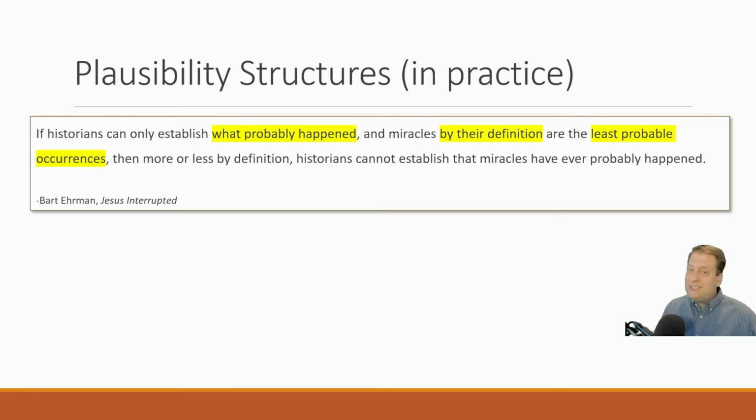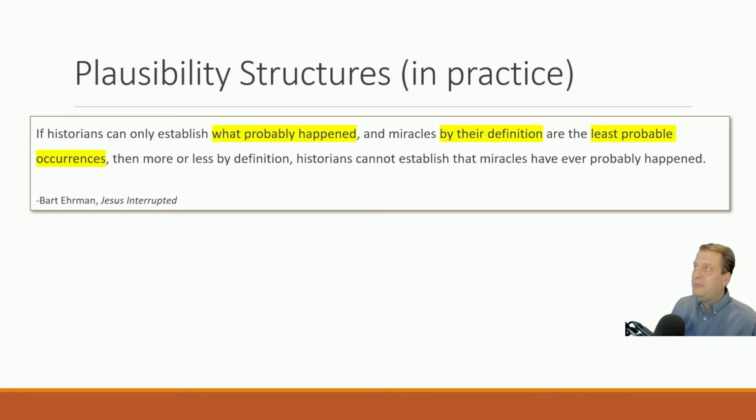Okay, the last part of what he says here is absolutely correct. Historians cannot establish that miracles have ever probably happened. Okay? If miracles happen, then the plausibility structures of historians have no bearing on that reality. It exists independently of what scholars are capable of believing.